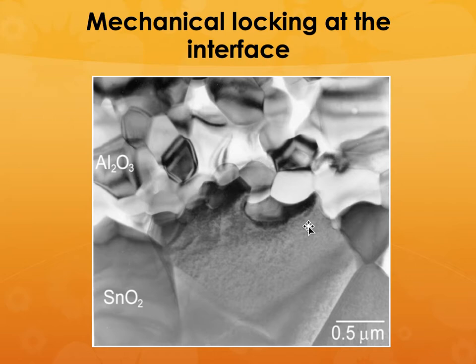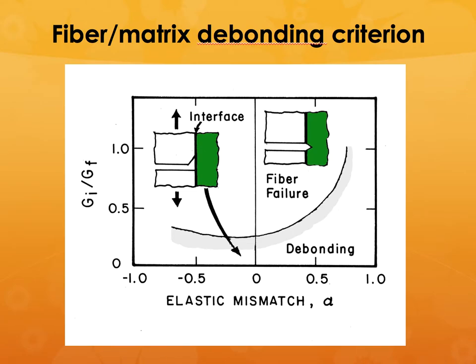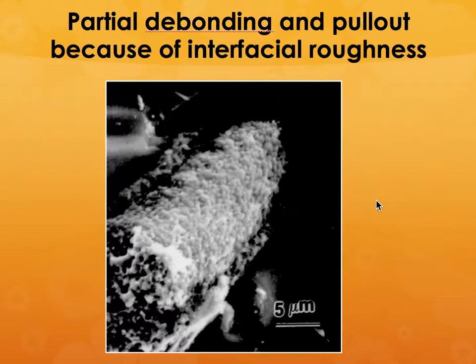If you had a composite, say alumina, tin oxide, there could be some mechanical interlocking at the interface that can lead to a failure, which is more along the lines of debonding. If the interface were pretty rough, then as the fibers are pulled out of the matrix, a lot of energy is dissipated because of that interfacial roughness, and that can lead to enhanced toughness of these materials.